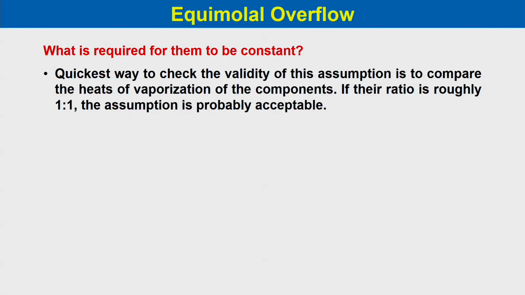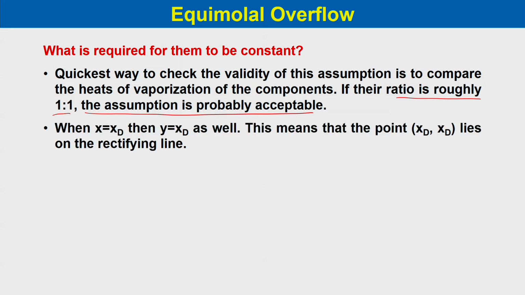The quickest way we can check the validity of this assumption is to compare the heats of vaporization of the components. If the ratio is roughly 1:1, then the assumption is probably acceptable. The ratio of the heat of vaporizations of the two components, if that is 1:1, then this assumption of equimolar overflow will be probably acceptable, or the flows will be constant.